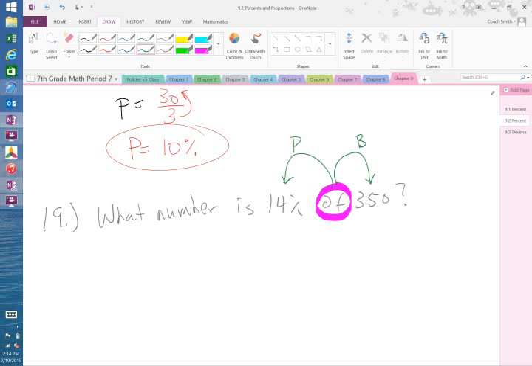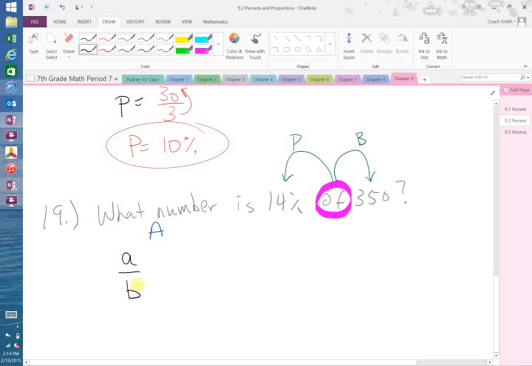All right, now, that means this has to be the A. Because there's only 3 parts, A, P, and B. Now, my proportion, once again, I'm writing it each time because each time I write it, it helps me remember it and memorize it. My proportion, once again, is A over 350 equals 14 over 100.